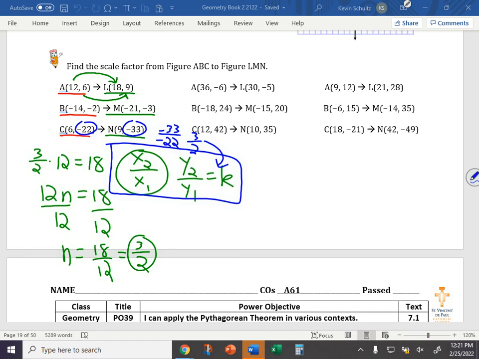Algebraically, as an equation, it looks like this. Maybe I shouldn't use n. Maybe I should use K, right? Here, 12 times what scale factor? 12 times K gives me an 18. You solve that by dividing both sides by 12, simplify the fraction, and you've got K. Okay?